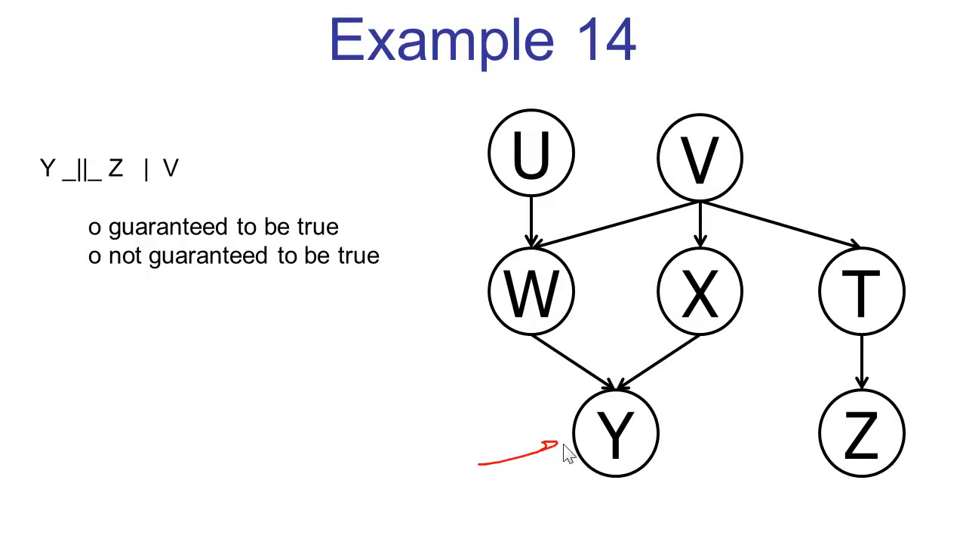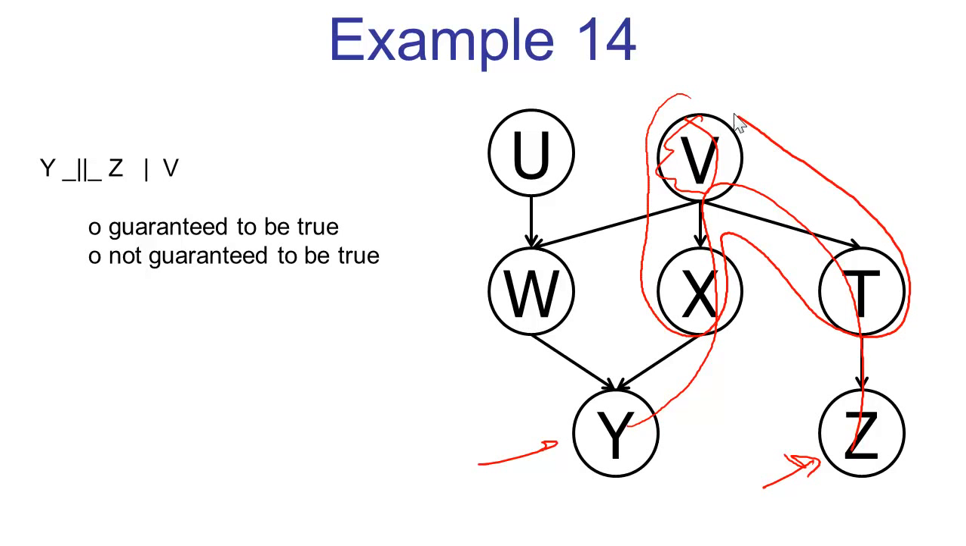I asked about Y and Z again, and now V is observed. Okay, let's start with the path Y, X, V, T, Z. There are 3 triples along the path. I'm going to start with this triple here, the XVT triple. That triple is a common cause. That triple has the middle node observed. This means the common cause triple here is inactive. Once one triple along a path is inactive, the entire path is inactive.